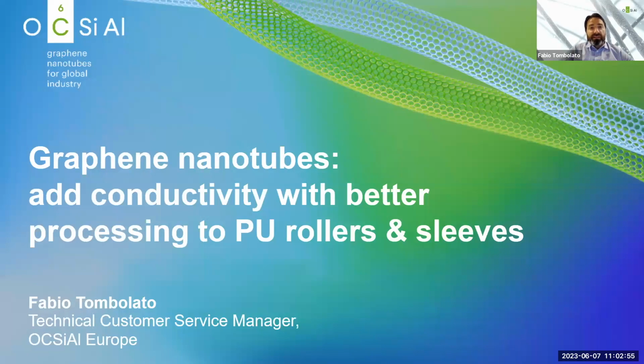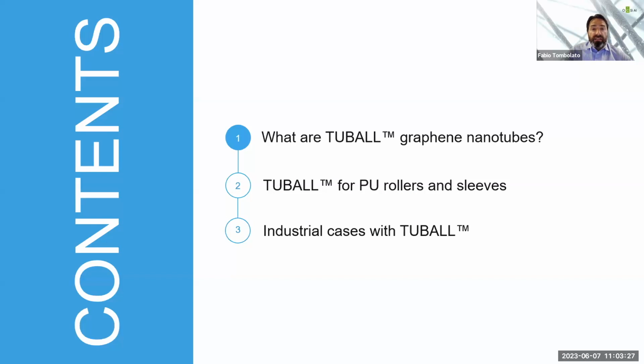Thank you, Hendrik, for this very kind introduction. I think it's time to go straight to the topic of the webinar. Today it is a very great pleasure for us to share with you our experience on how graphene nanotubes can be used to introduce the conductivity in rollers and sleeves without affecting the production process and without compromising all the other properties of the materials that are important too. This is the summary of the webinar. I will give you a brief introduction of what graphene nanotubes are and which kind of properties they can bring to the material. And then we will focus on application in rollers and sleeves, and I will show you some industrial applications.